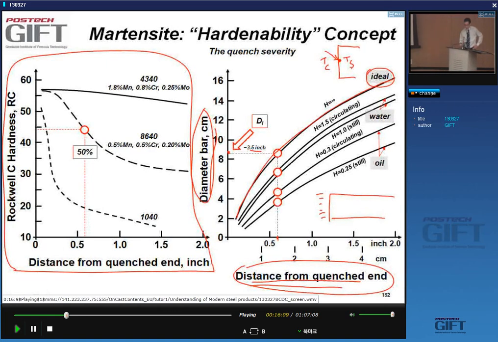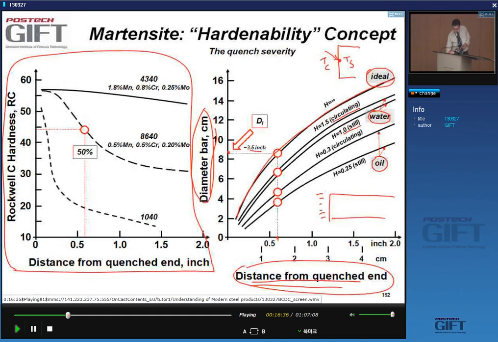If we use water, it depends on whether the water is circulating or still, we will get another efficiency of heat transfer. If we use oil, the heat transfer will be slightly less.